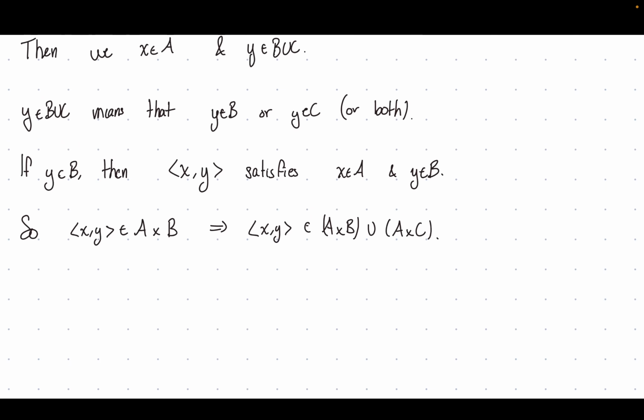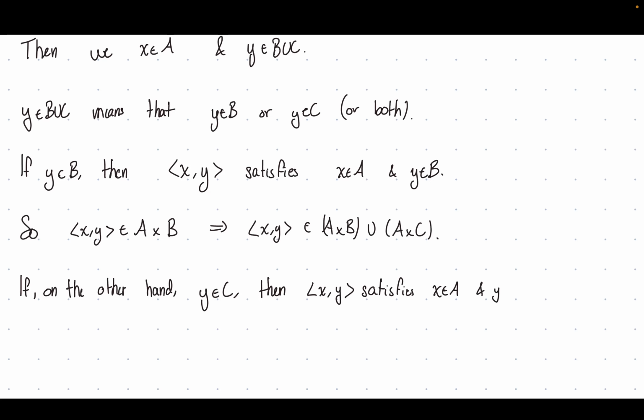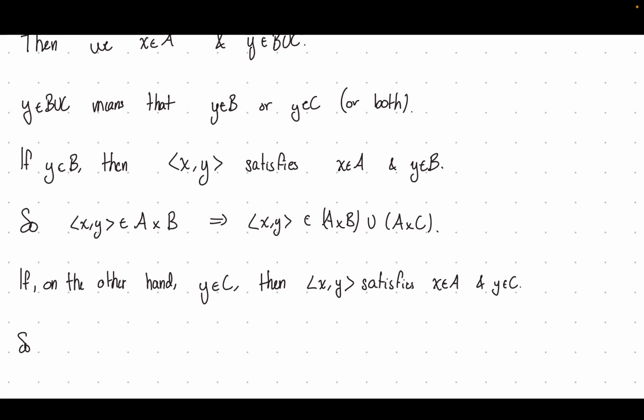So if, on the other hand, y is in C, then (x, y) satisfies x is in A and y is in C. So (x, y) is in A cross C, which implies that (x, y) is going to be in (A cross B) union (A cross C). Cool.